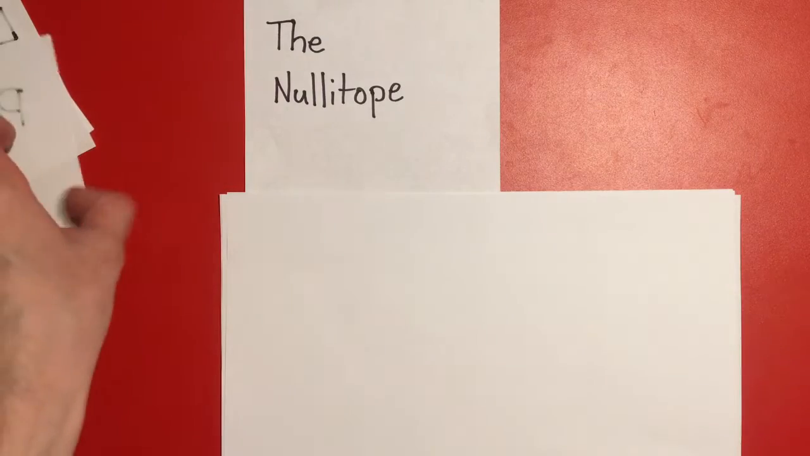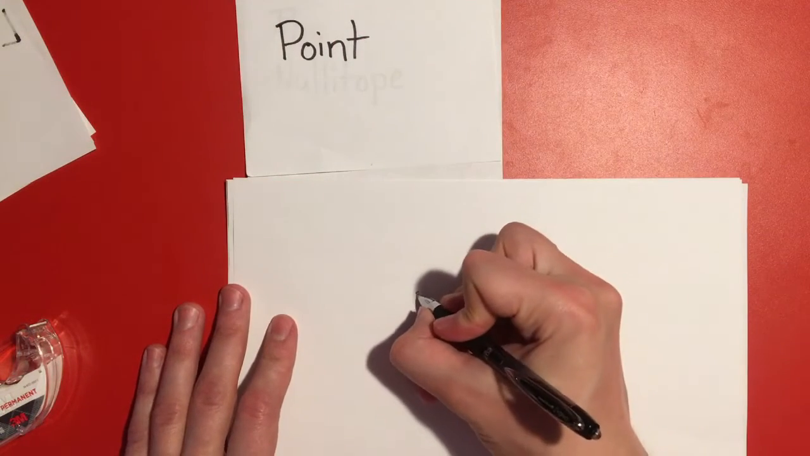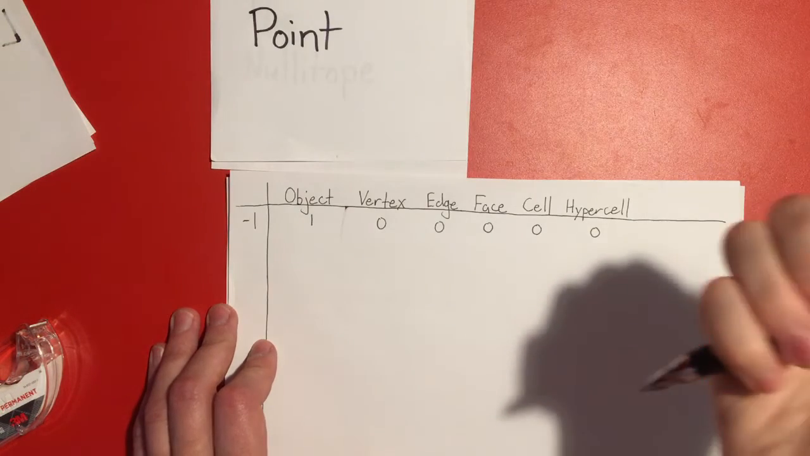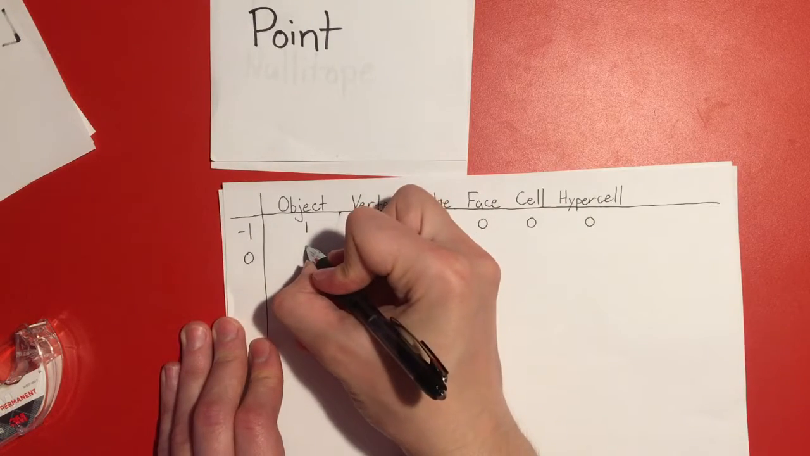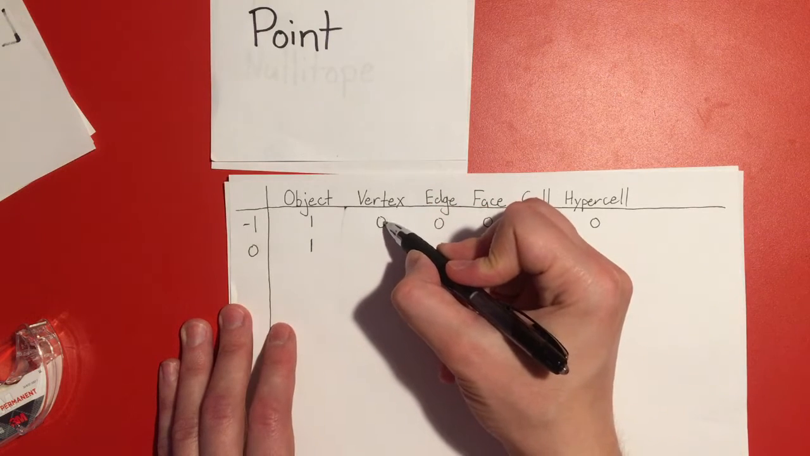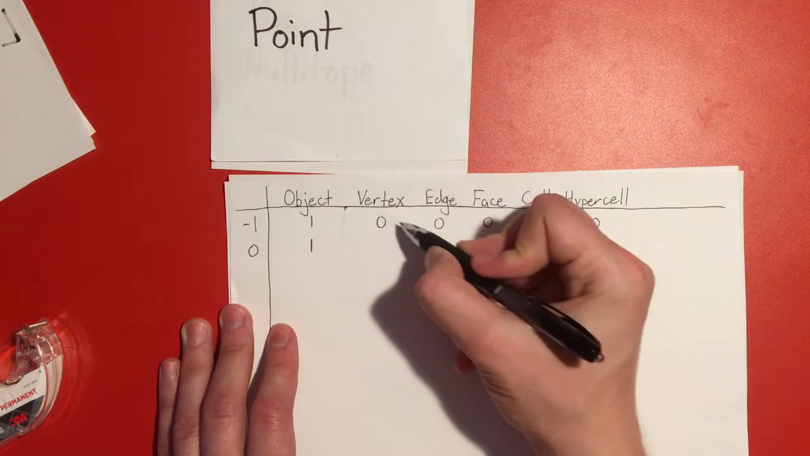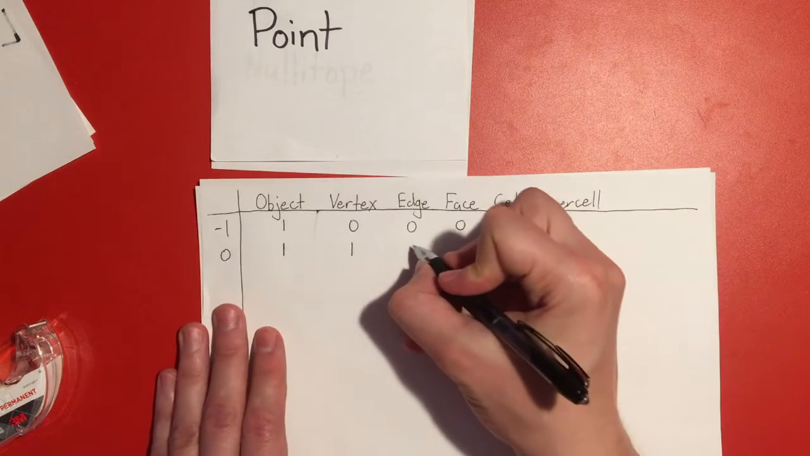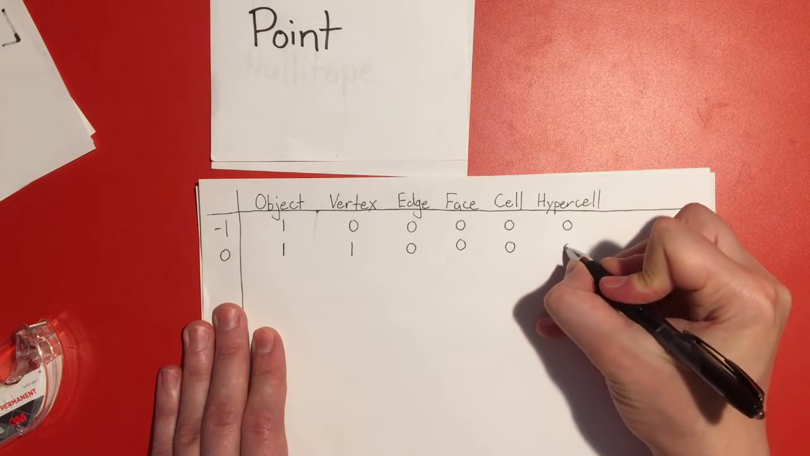To get the next simplex, a point, we will attach one vertex to all existing points. This point is a 0-dimensional object. We have one of them, and the number of vertices will be equal to the number of vertices that the nullitope had plus how many objects there are, since we're attaching one vertex per object. We still have 0 edges, 0 faces, 0 cells, and 0 hypercells.